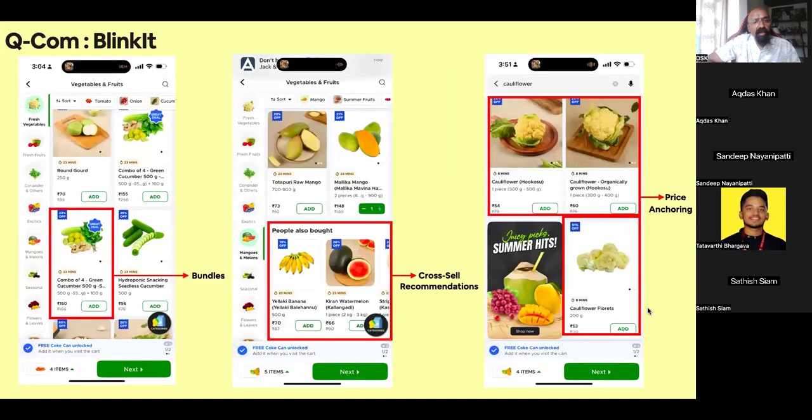We then look at other such bundles. So if you go into the category page, you notice there are pre-made bundles saying, hey, there's a combo of ginger and cucumbers and coriander, etc.